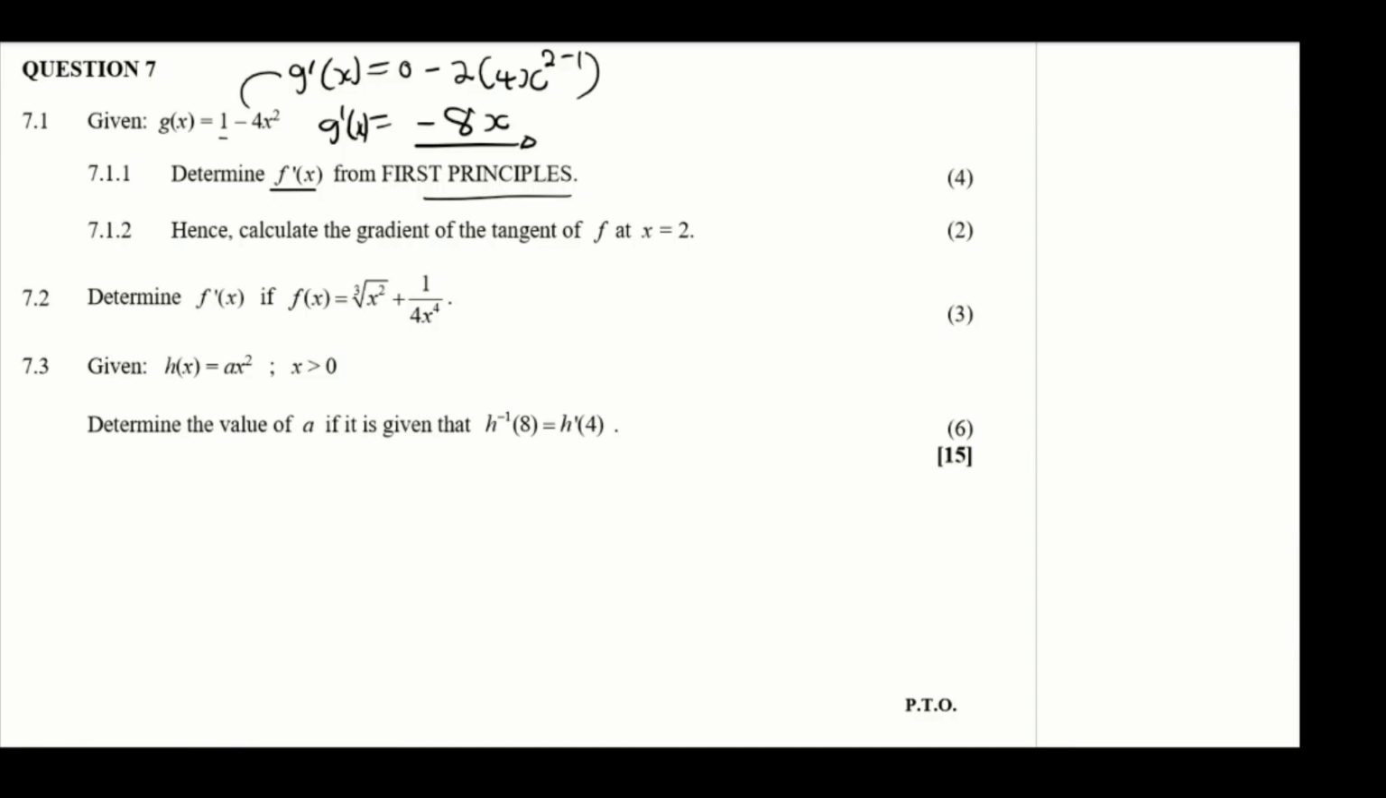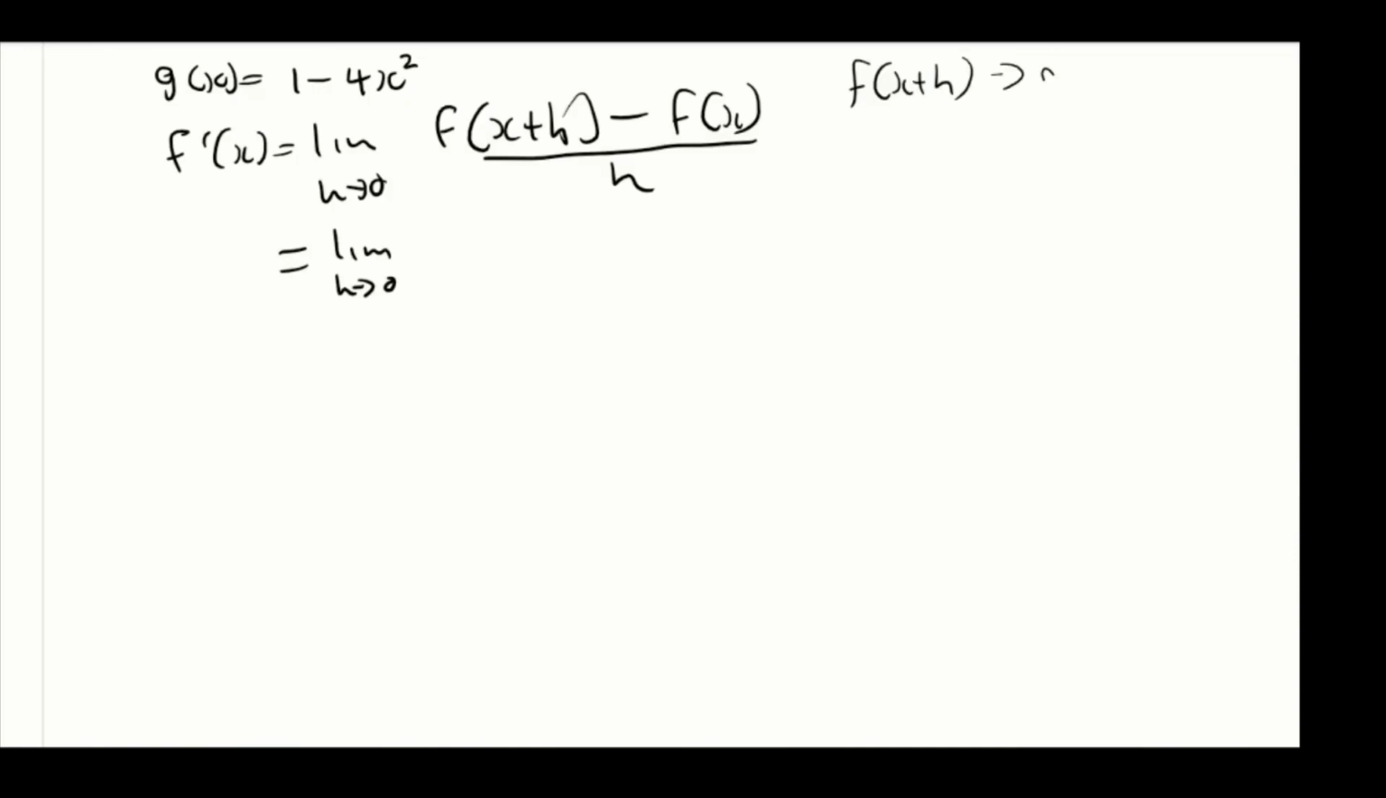So let's find the derivative of this problem here using first principles. The first thing we're going to do is write our g of x, which is equal to 1 minus 4x squared, and first principles is written as f prime of x equals the limit as h approaches 0 of f of x plus h minus f of x, divided by h. Instead of writing f of x plus h, you're going to substitute it in your g of x. It's going to be g of x plus h, which is equal to 1 minus 4 into x plus h all squared. Then it's going to be 1 minus 4 into x plus h squared minus, instead of writing f of x, g of x.